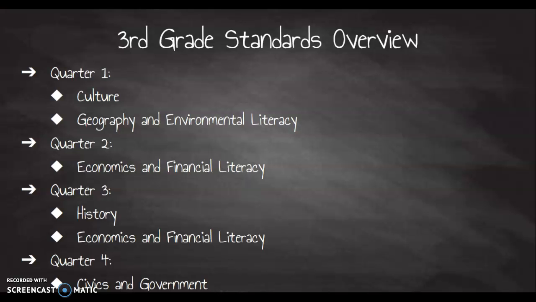So again, starting with the first 9 weeks, we'll start off with culture, and then we'll move into geography and environmental literacy. In the second 9 weeks, we only have one social studies unit, and that is economics and financial literacy. And that is also going to be part of quarter 3. So that is a big topic, and it is going to be split into 2 different quarters. In quarter 3, we're going to be talking about history and, again, economics and financial literacy. And we will finish off the year with civics and government.